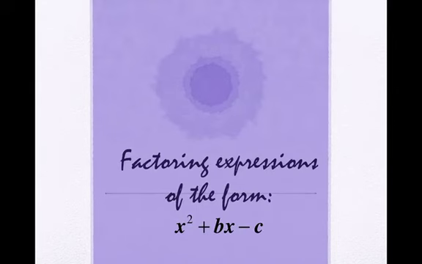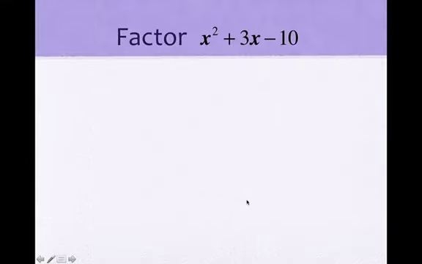Hello math fans, here's another lesson on factoring. This time we are going to be factoring forms where the last number is negative, which is a very slight variation of the previous lesson where this was a positive. So you shouldn't be surprised to see that the process is nearly identical.